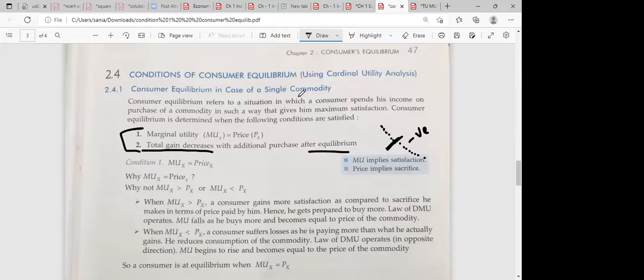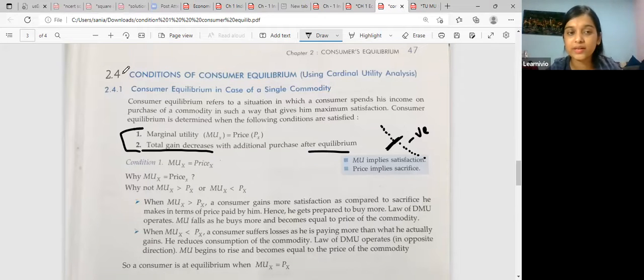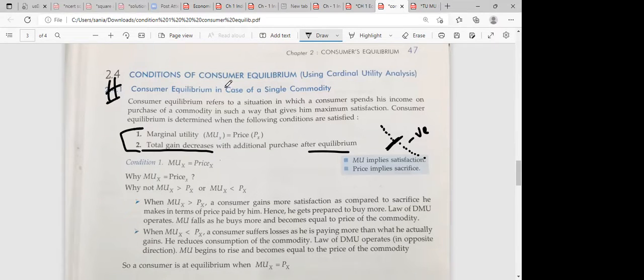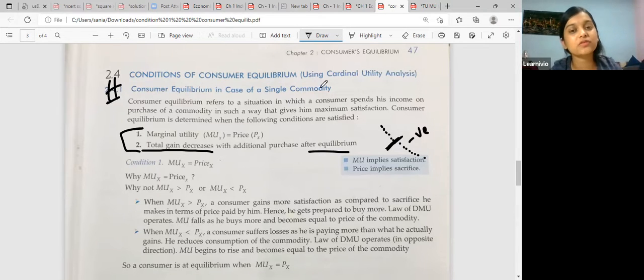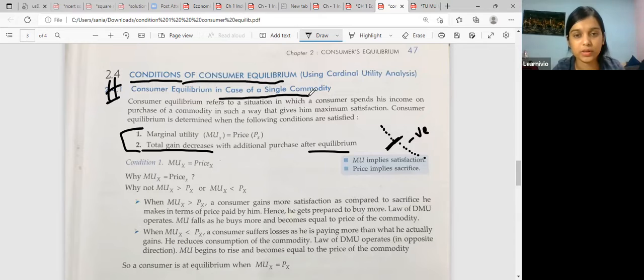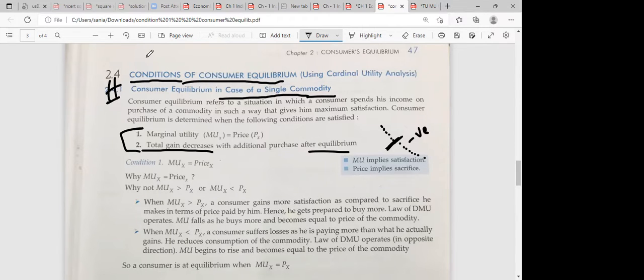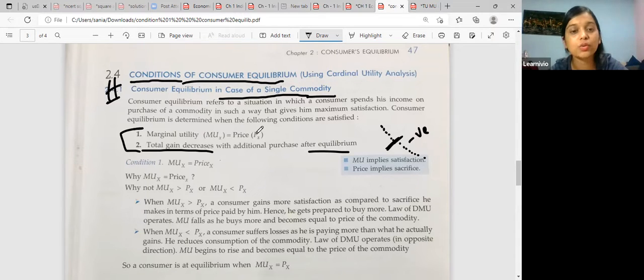Now how are you going to make your notes? First of all, you will write a heading: conditions of consumer equilibrium in case of single commodity. Clear? Yes, teacher. And after that, you will write the first point: marginal utility equals to price. And then you will make it like this. Like you wrote the first one, and like this you will make it down.